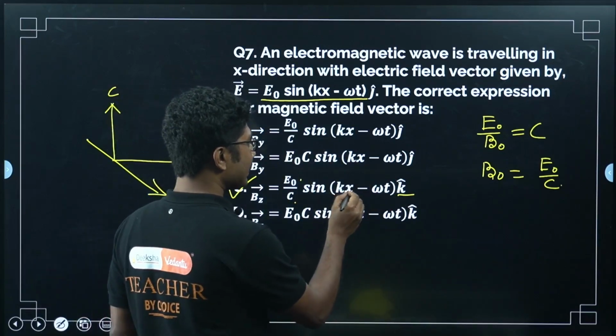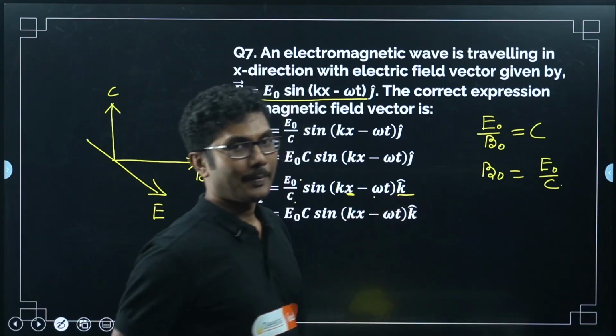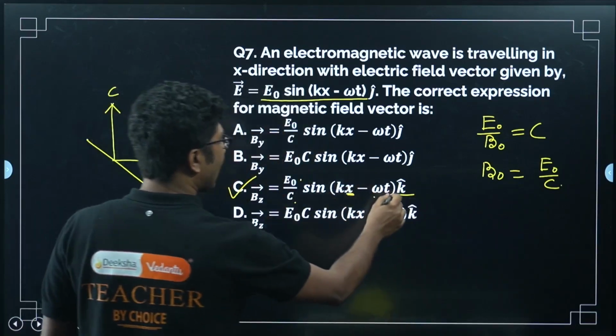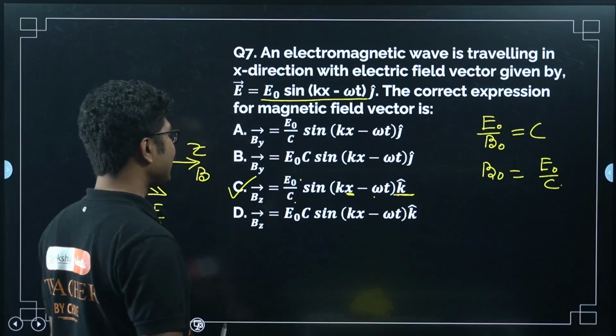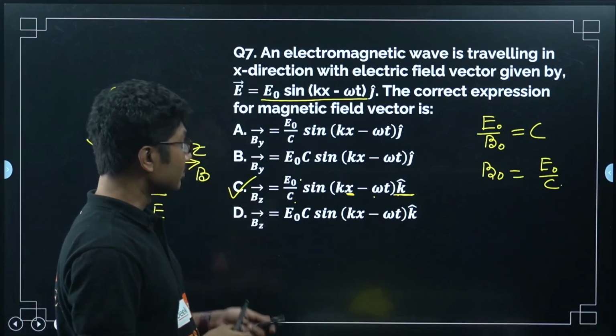This x represents the direction of electromagnetic wave. This is the time varying magnetic field, and it should be along the positive z axis, right? And this should be the answer, right? Now let's move on.